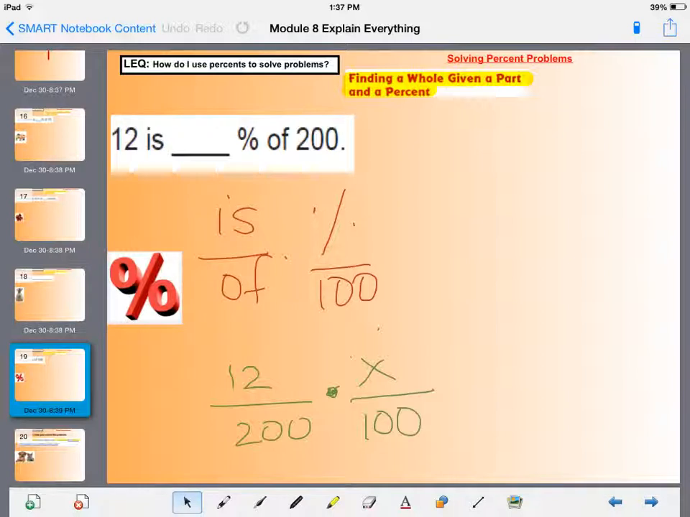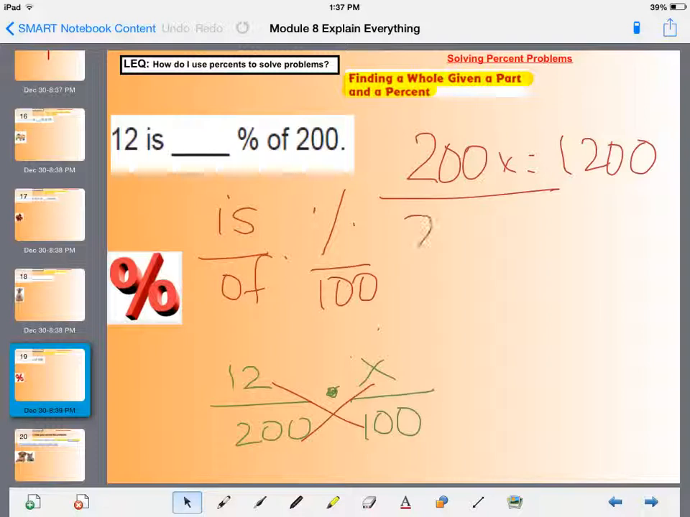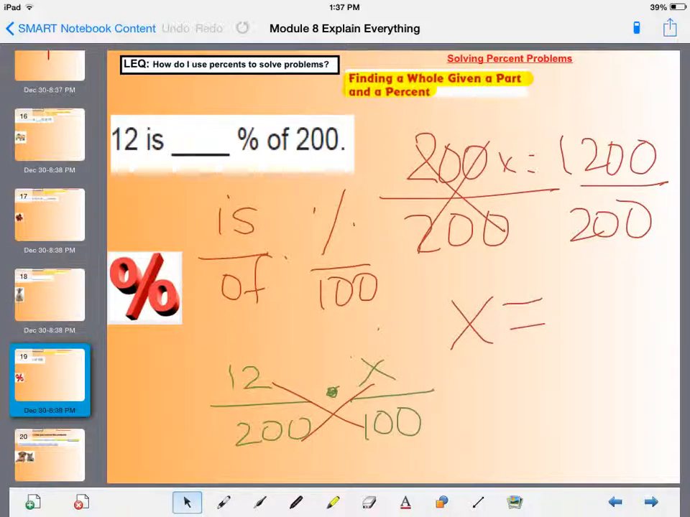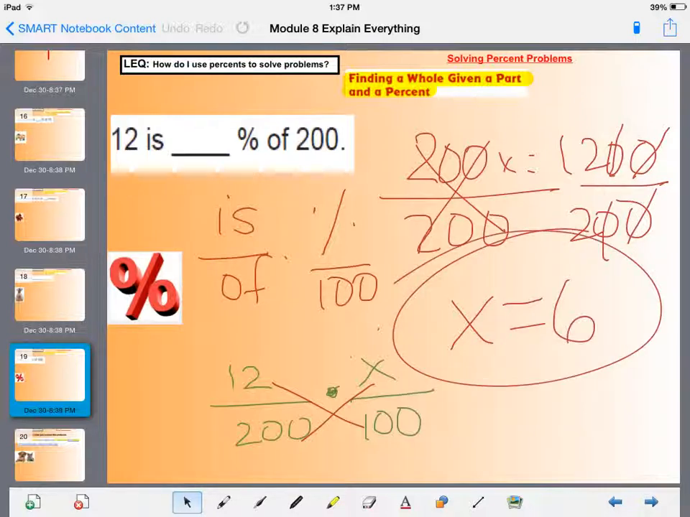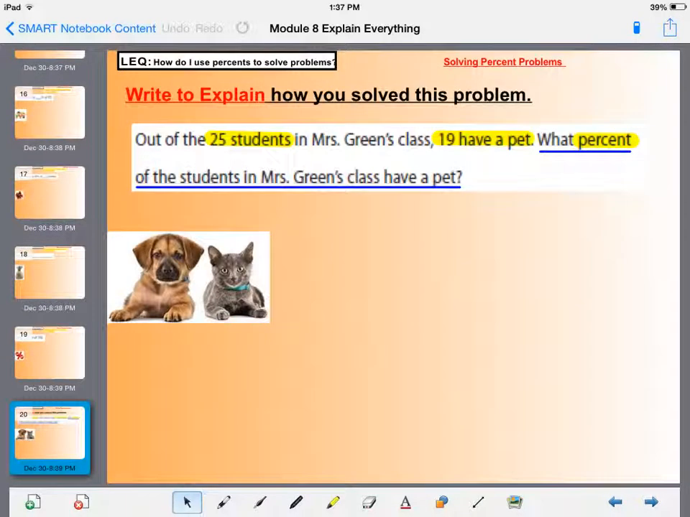Always out of 100. And so now when we cross multiply, we have 200 times x is 200x equals 12 times 100 is 1200. We're going to isolate x, so that means we're going to divide both sides by 200, so we can cancel this out, and x equals, I can do some simplifying here. I can cancel out two zeros, and so I have 12 divided by 2 is 6, and the answer is simply 6.